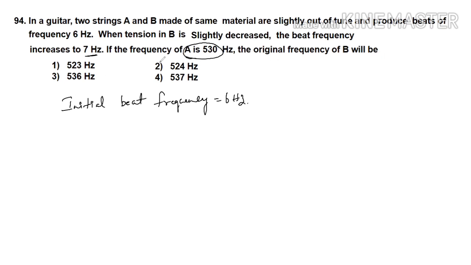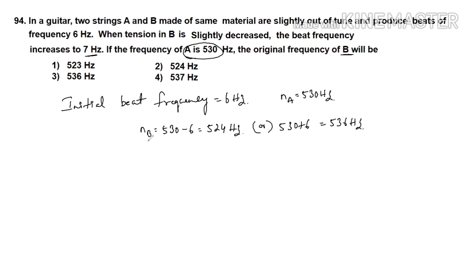Now the frequency of A is given, that is 530 Hertz. They are asking us to calculate the original frequency of B. So what will be the frequency of B here? It is 530 minus 6, which will be 524 Hertz. Or it can be 530 plus 6, that is equal to 536 Hertz. So the frequency of B may be 524 or 536.